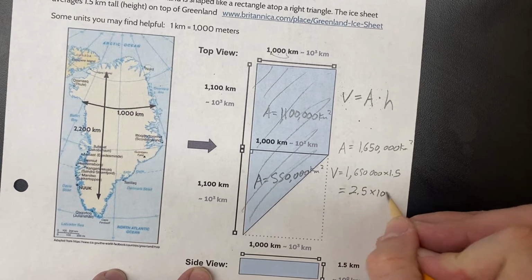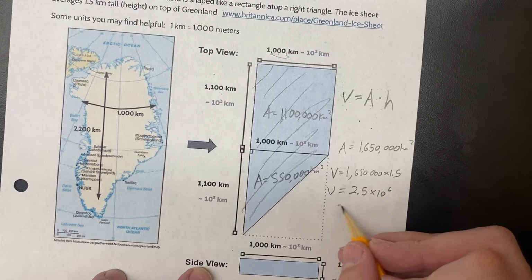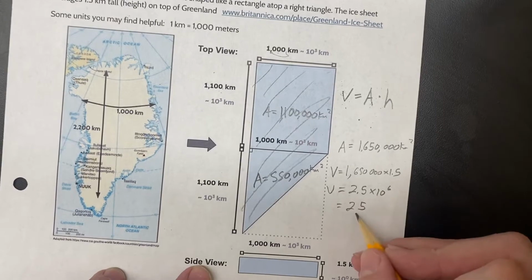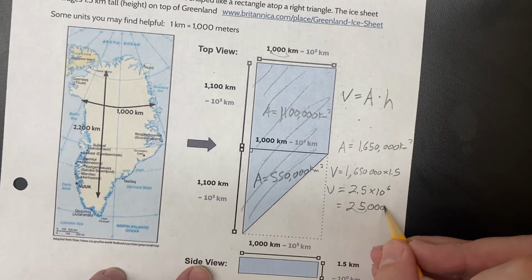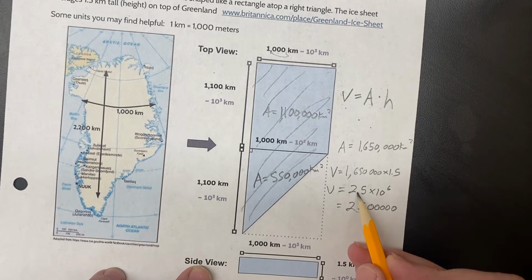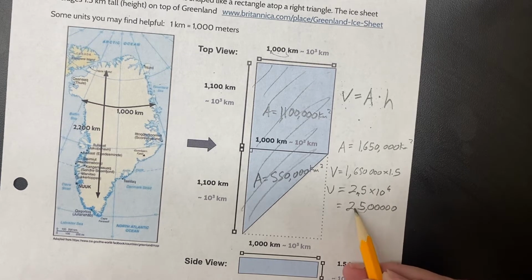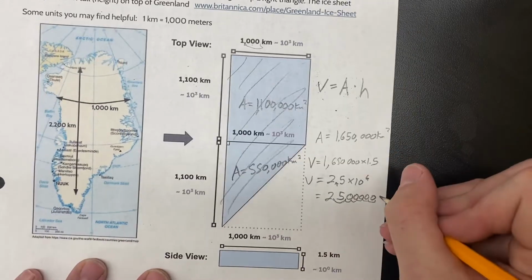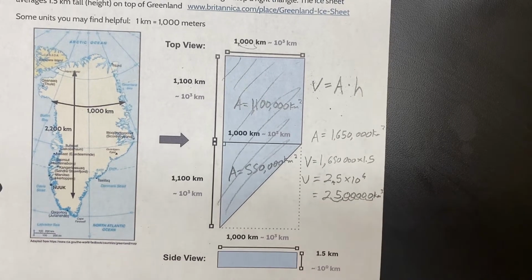2.5 times 10 to the 6th, or move this decimal place 6 places over, so that's going to be 25 with 5 more zeros. So notice if I use this scientific notation, 2.5 times 10 to the 6th, I'm going to move the decimal place over 6 places: 1, 2, 3, 4, 5, 6. This volume is the volume of the ice sheet of Greenland.